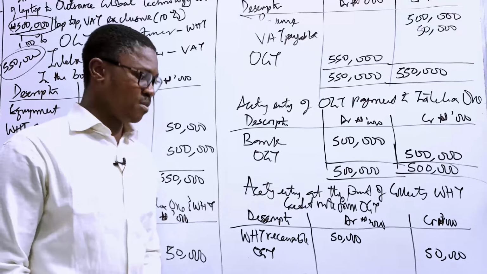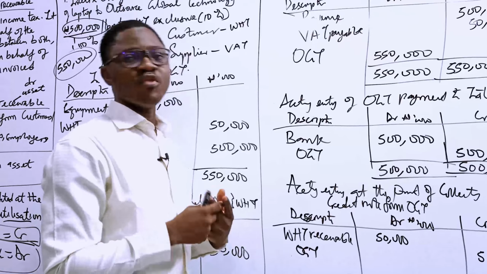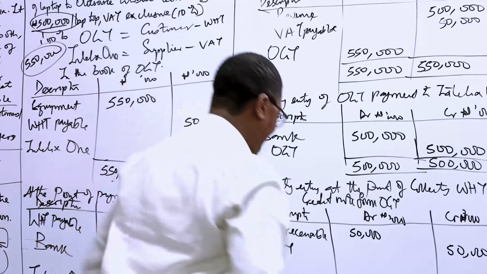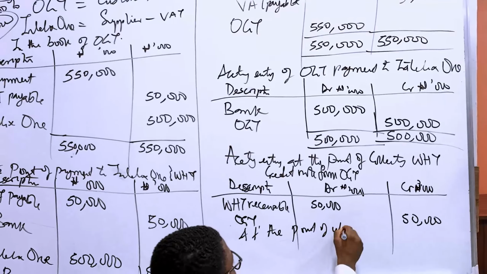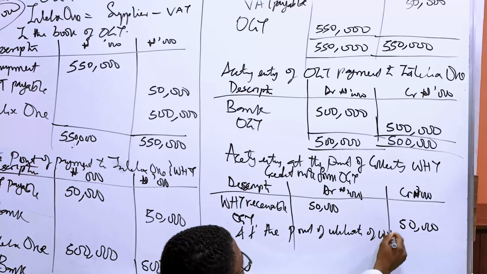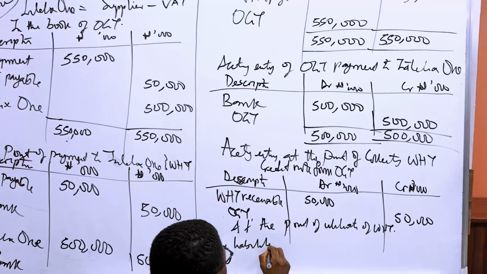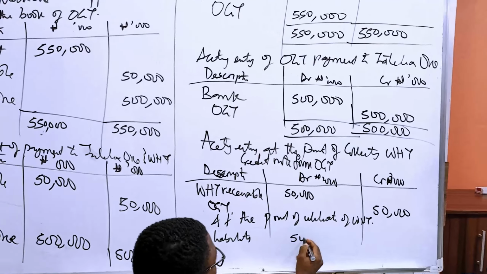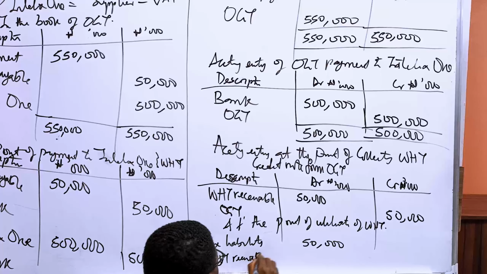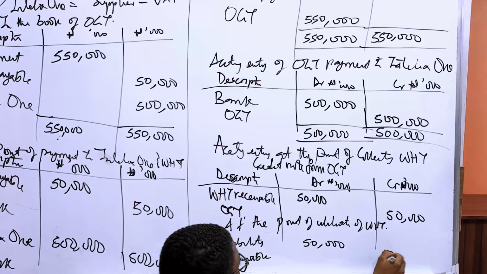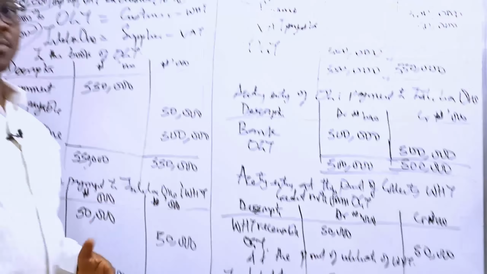The next question will now be, just as I said when I was explaining the difference between the two, at the point of utilization, let me go further to express that. At the point of utilization of withholding tax, what happens? At that point, the tax liability account will be debited with 50 million naira, while the withholding tax receivable will be credited with 50 million naira.